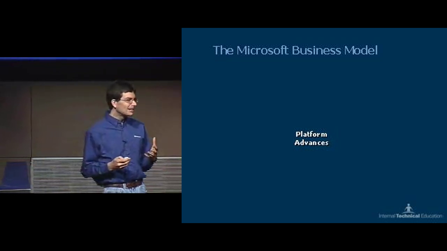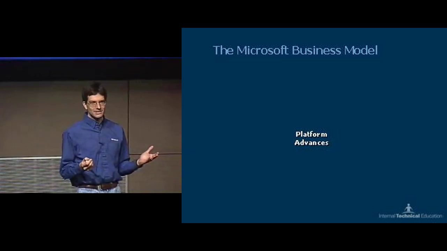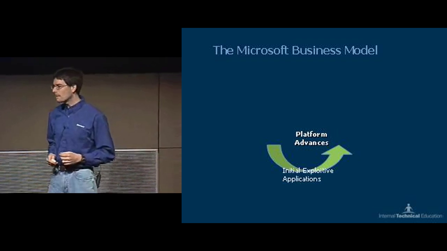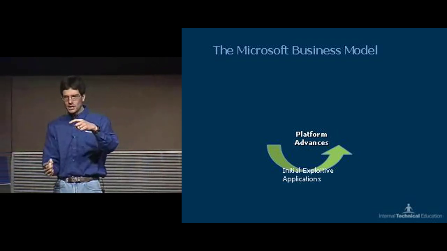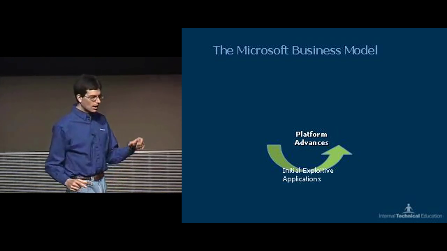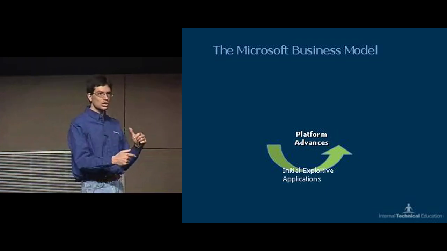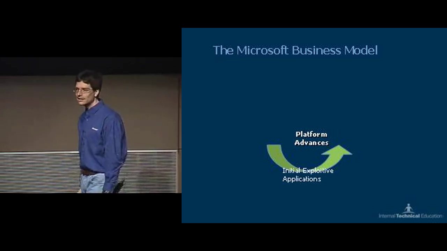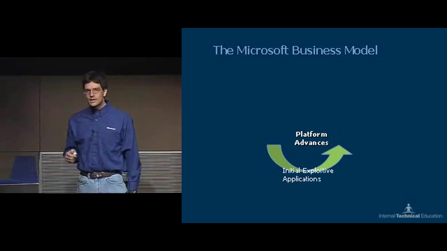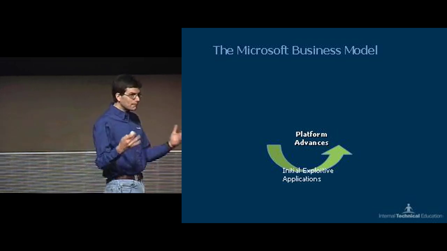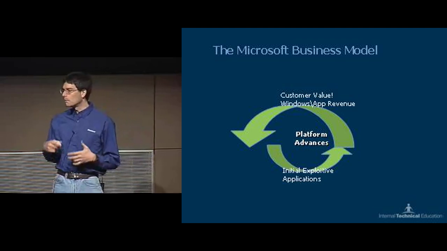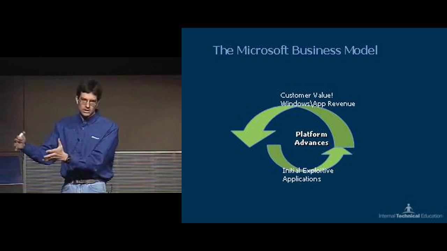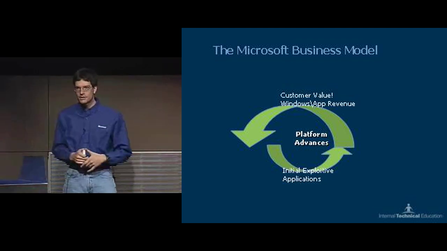But it turns out the users don't buy platform advances, right? They don't buy new operating systems because the operating system is cool, for example. What they buy is the operating system coupled with some initial set of exploitive applications. When there are exploitive applications that use that new advance, that creates value for customers, and they buy it. And because there's that value, more people are willing to buy it, and more applications are out there because there are more copies of whatever that platform advance is, whether it's the OS release or the next version of Office.